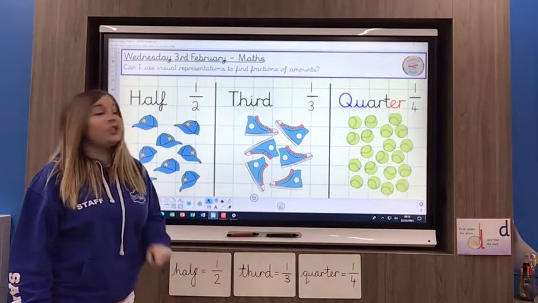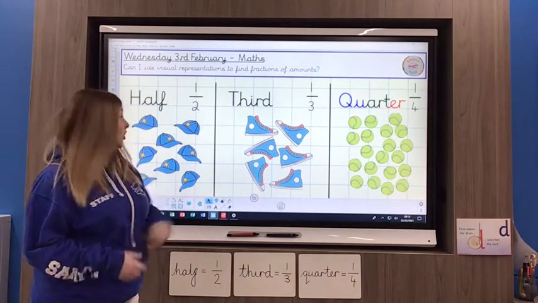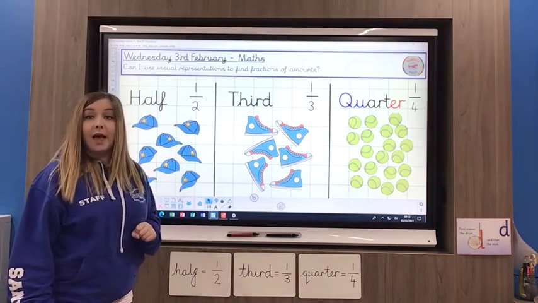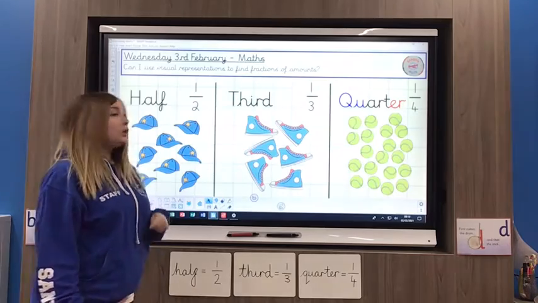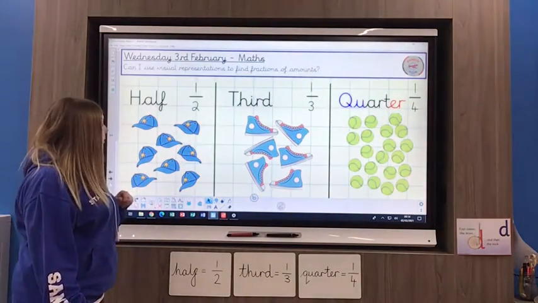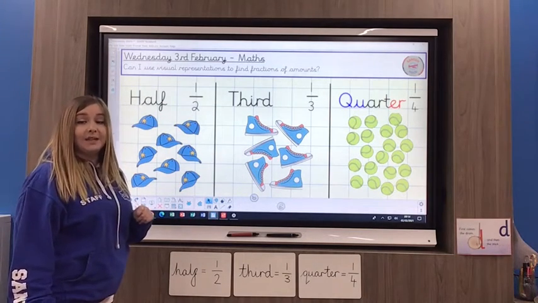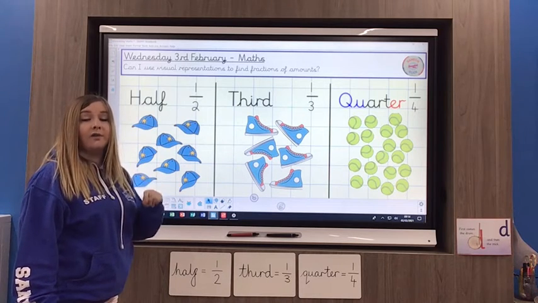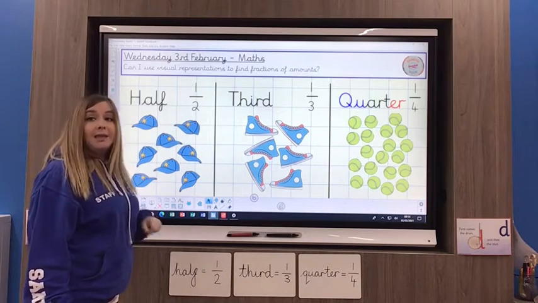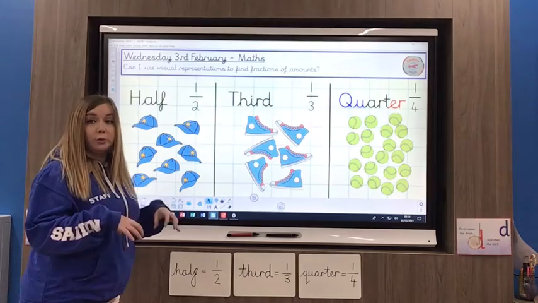So, your learning question today then, Year 4, says, can I use visual representation, so that's pictures, to find fractions of amounts. So you'll notice here that I've got some blue caps with yellow stars on the front, and it wants me to find 1/2 of them. And remember, because our denominator is a 2, that means I'm going to have 2 different groups.